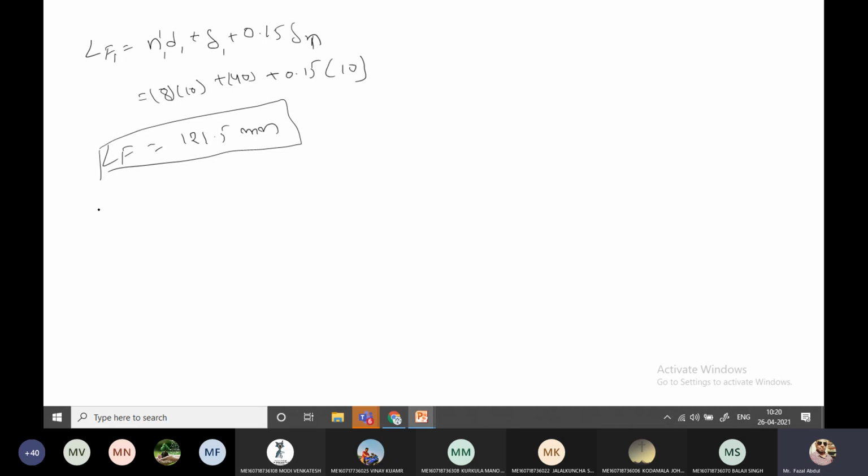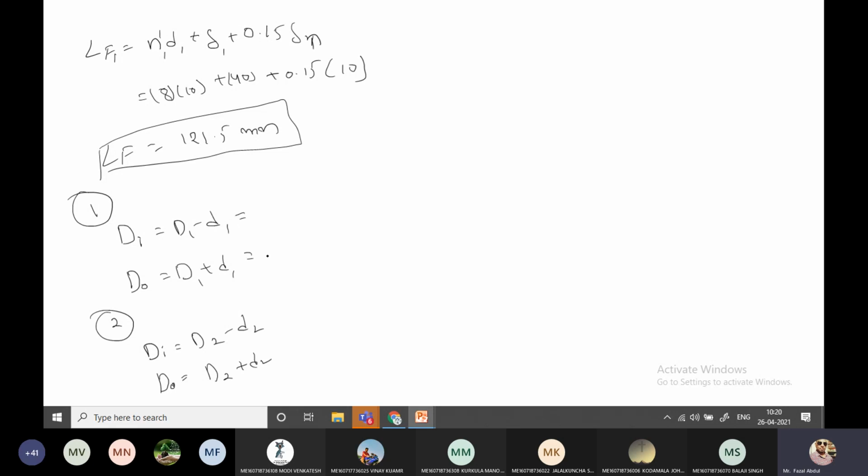Now, for spring wire 1, for the first spring, what is the inner diameter of the spring, what is the outer diameter of the spring? For the second spring, what is the inner diameter, what is the outer diameter? Just calculate it. Inner diameter means D minus d, outer diameter means D plus d. Tell me fast, answers in terms of mm.